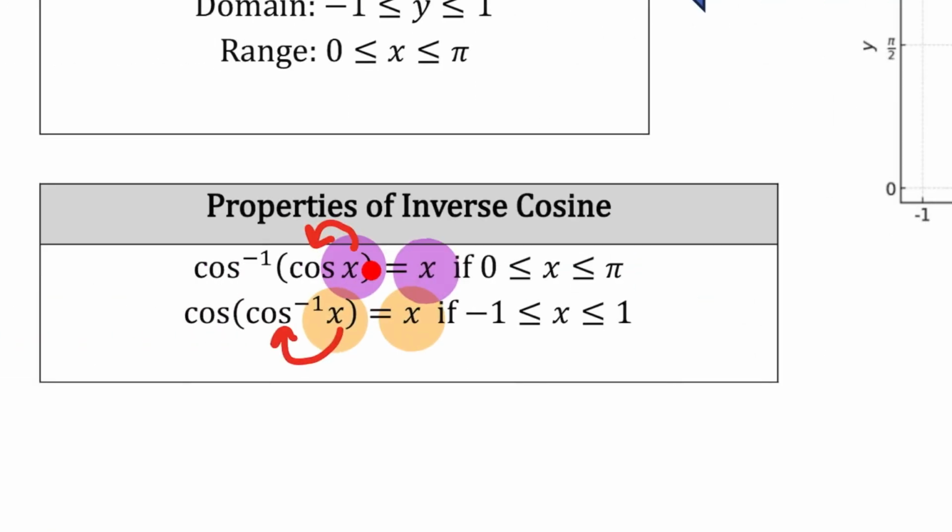For the properties, inverse cos of cos x will be equal to x if the domain is respected. So for x, we need to take care of the domain of cos, which is from 0 until pi included. And vice versa, cos composed with inverse cos x, where you need to take care of the inverse cos domain, will be equal to x if your x is within negative 1 until 1.